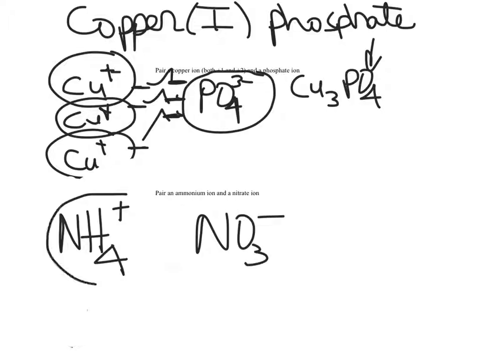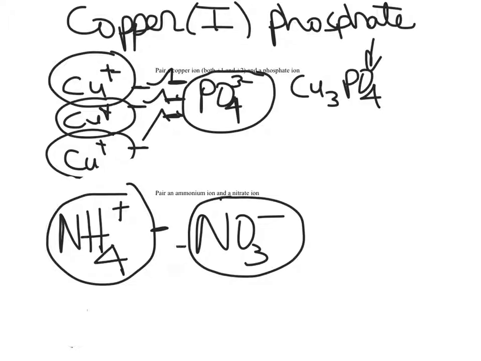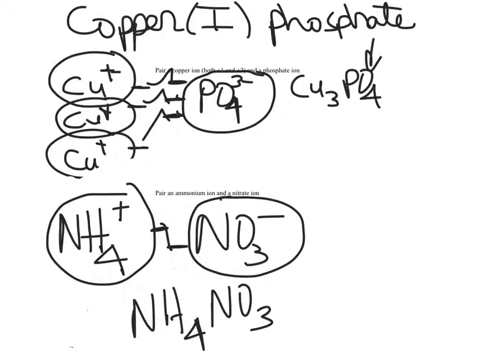So let's draw our little ions here with our little arms. NH4 plus has 1 arm. NO3 minus has 1 arm. So we can connect those two. So we have 1 NH4 and 1 NO3. So the formula is just NH4NO3. Name, if you have 2 polyatomics that are paired together, it is simply the name of each. So it is ammonium nitrate.